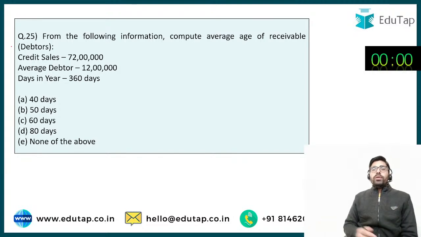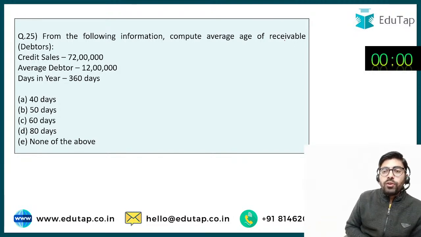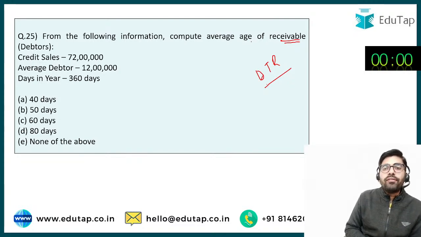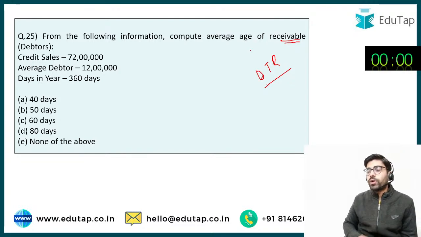We have to compute the average age of receivables. If you remember yesterday, I explained to you the debtor turnover ratio and the average collection period. This average collection period is basically what you have to compute in this problem.